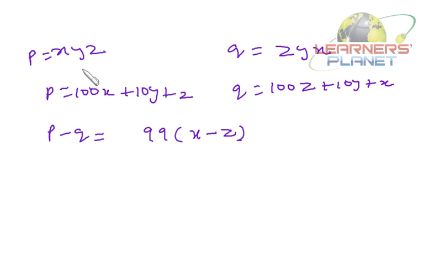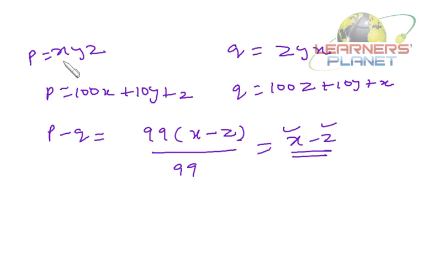That means if a 3-digit number p is there, and a 3-digit number q is obtained by reversing the digits of p, then the difference between these two is always a multiple of 99. If you divide the difference by 99, you'll get the difference between the extreme digits, that means the hundreds digit and the unit digit. Here I am getting the difference between x and z.